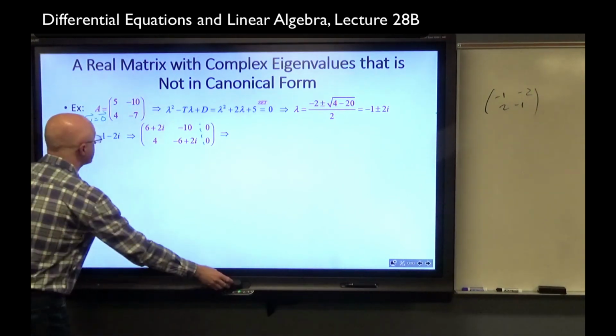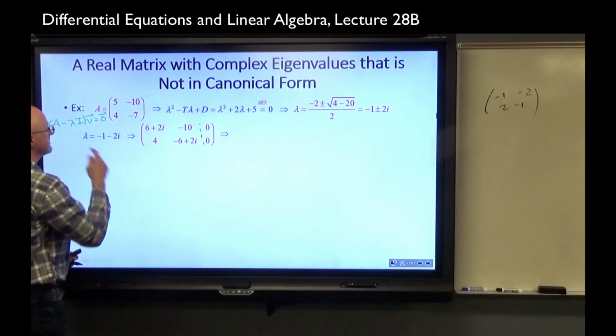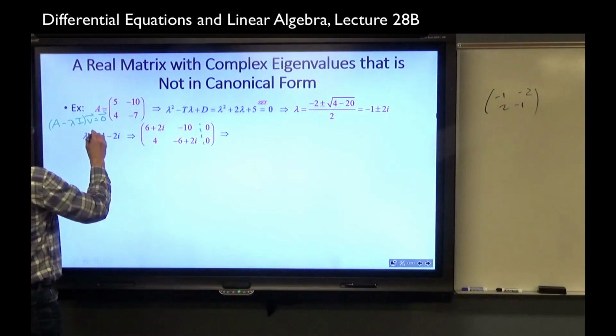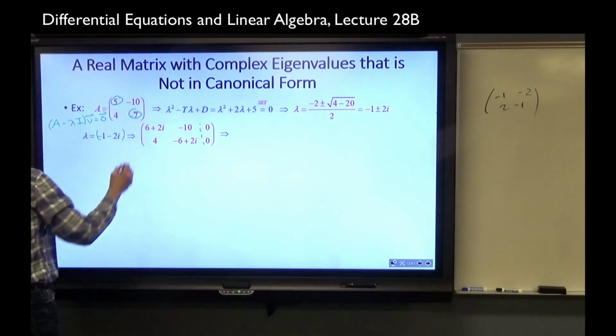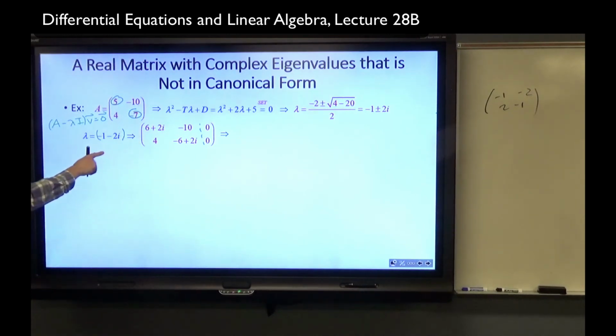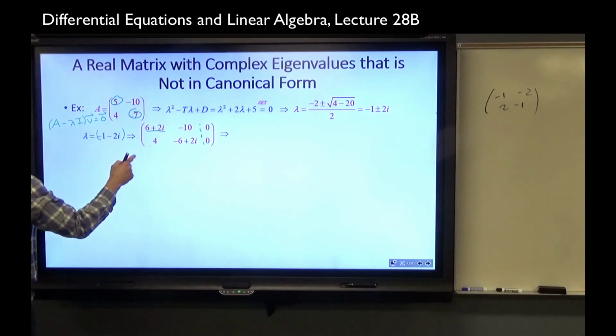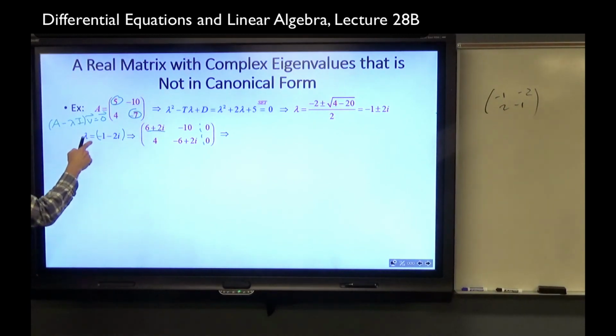And also a reminder, to get from here to here, you need to subtract negative 1 minus 2i, this lambda, from upper left entry and lower right entry. 5 minus this is 5 plus 1 plus 2i, is 6 plus 2i. And negative 7 minus this is negative 7 plus 1 plus 2i. That's negative 6 plus 2i.